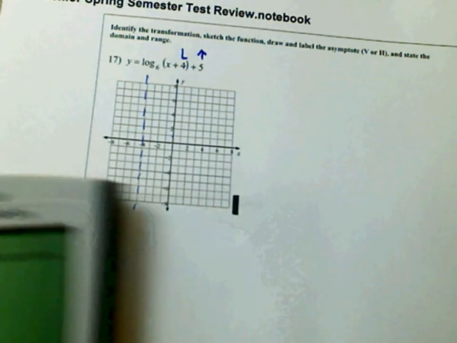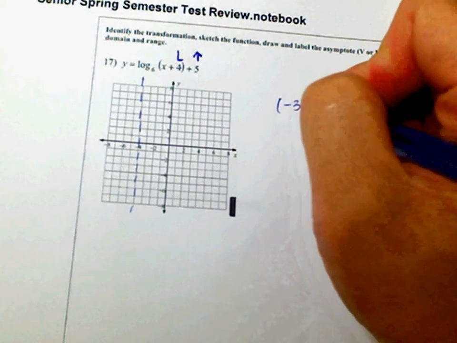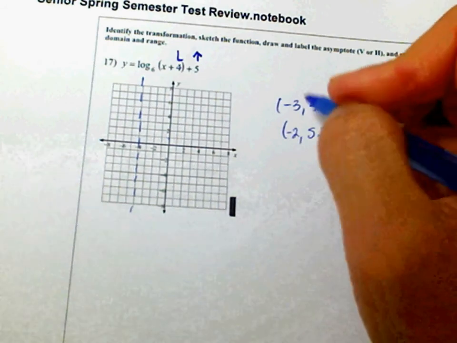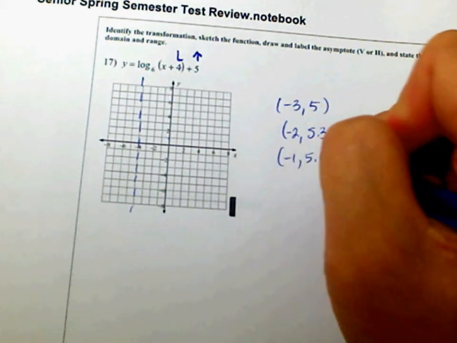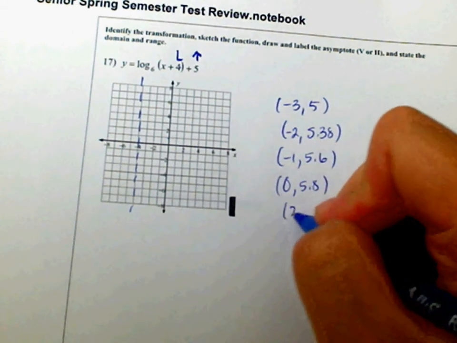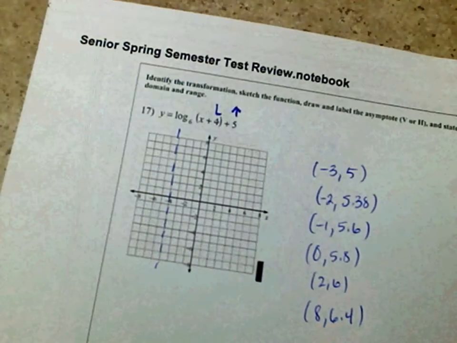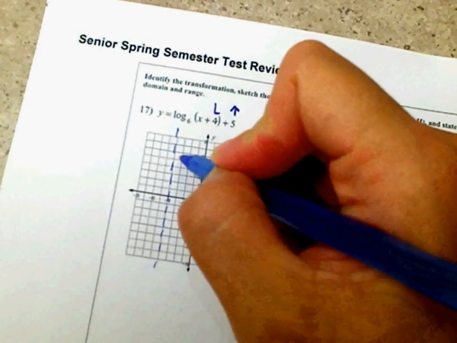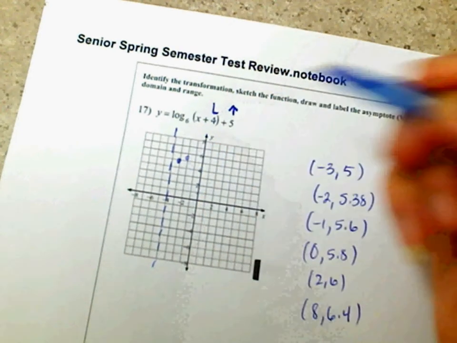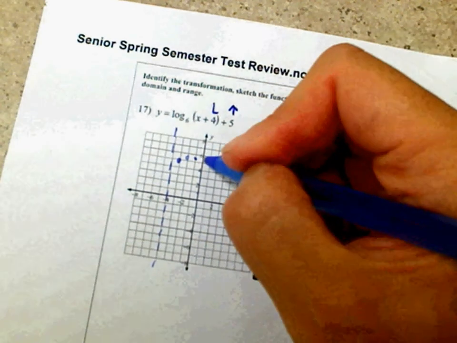It is -3 and 5, -2 and 5.38, -1, 5.6, 0, 5.8. See how I kind of go up? 2 and 6, and my last one, 8 and 6.4. Okay, now plot those points. -3 and 5, right here. -2 and 5.38, up here. -1 and 5.6, right there. 0 and 5.8, 2 and at 6, 8 is at 6.4.